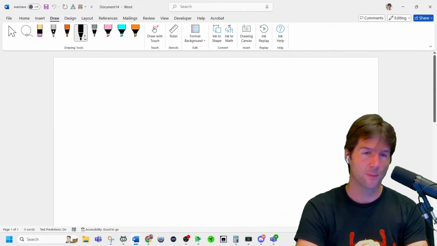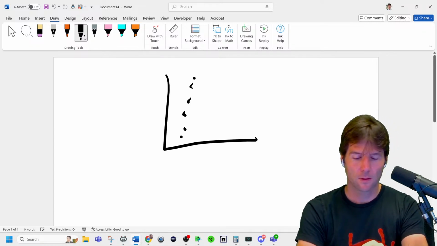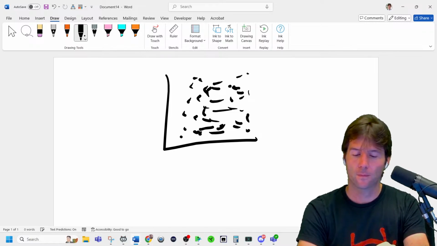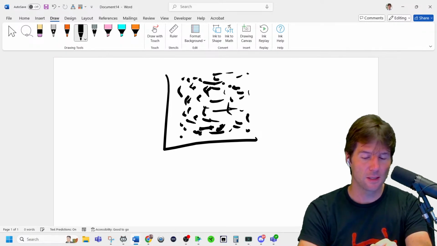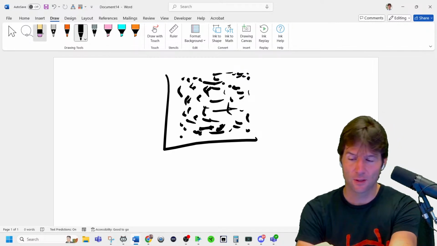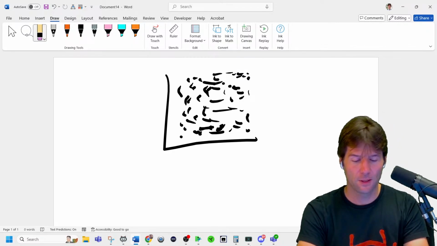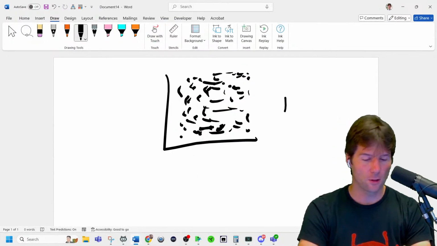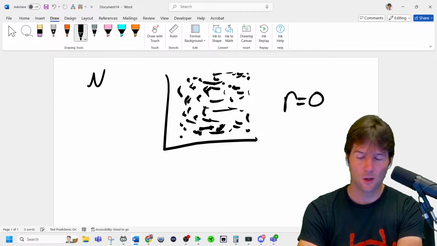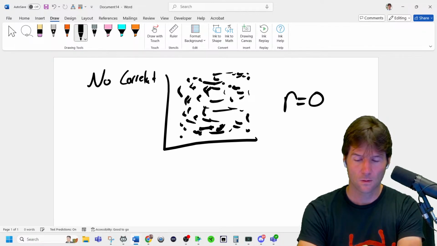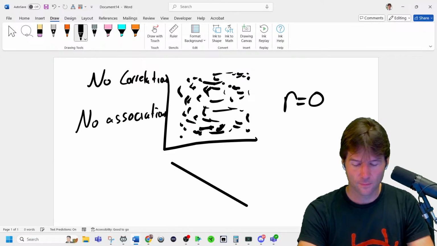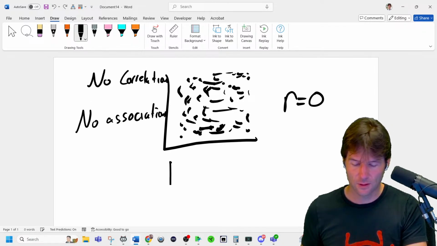Ooh, people know their stuff. This is no relationship. Almost made a pattern, but then I didn't. Statisticians were like, oh, what? And frankly, I should maybe clean it up a little more there. And randomness. This has R close to 0. This is no correlation, due to the R close to 0 and no association. But this, really, I started doing that recently.